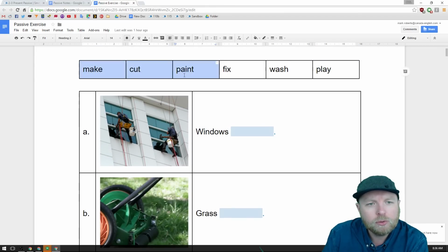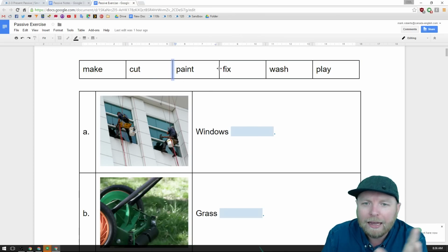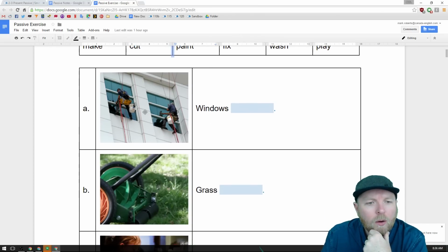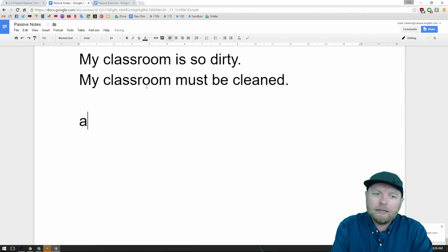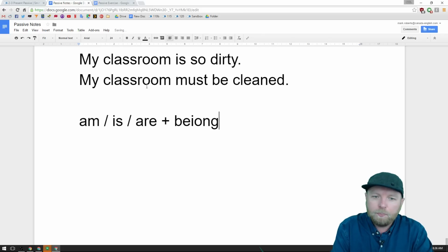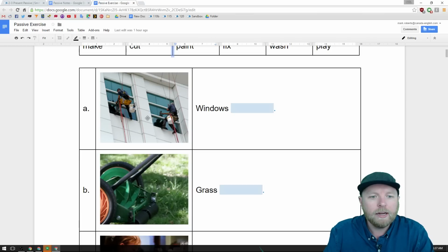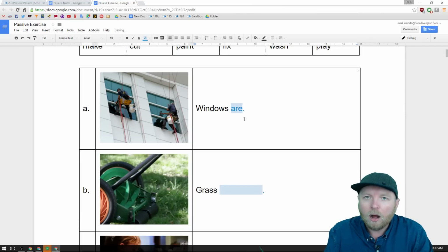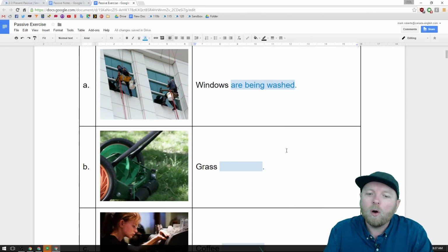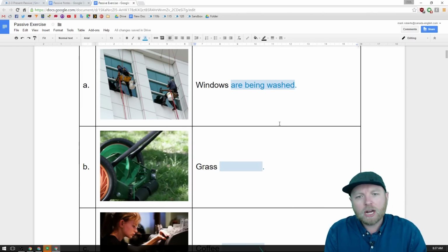What's happening? Well, let's choose one of these verbs. You don't have to use these verbs. They're just suggestions: make, cut, paint, fix. You guys can use your own verbs, okay? What's happening right now? Well, remember, right now we need am or is or are plus being plus a past participle. So what's happening right now? The windows are being what? Washed. Windows are being washed. So you guys in the chat, please type A. Windows are being washed. Example, okay?